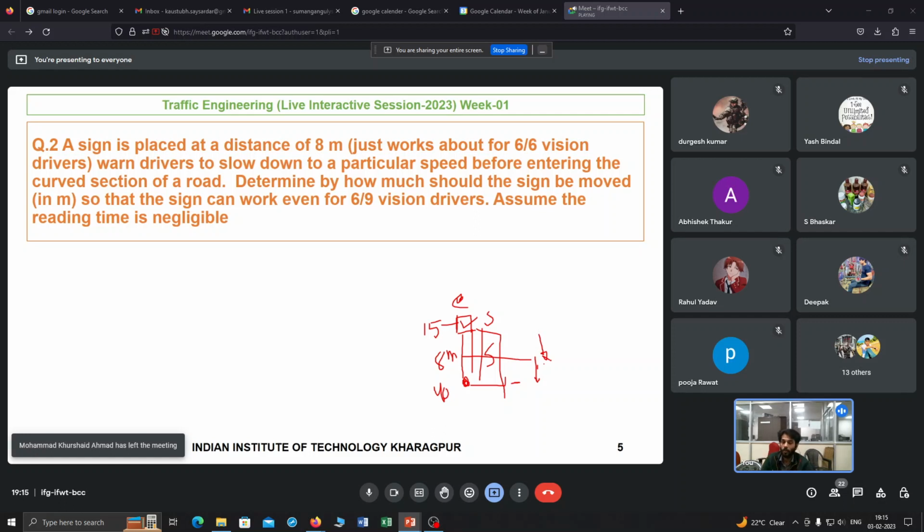So I don't know if I am able to explain it or not, but if you are not able to understand, please tell me that I am not able to understand, or just try to first read the question, read what it is saying.